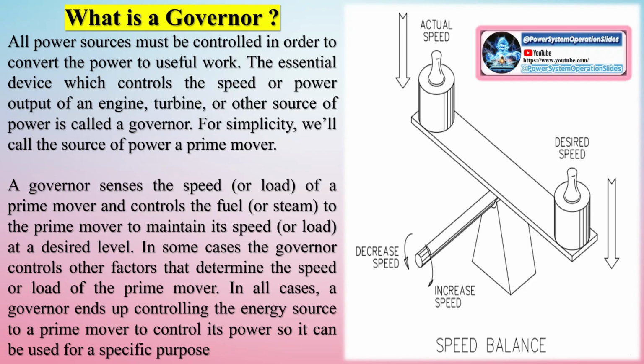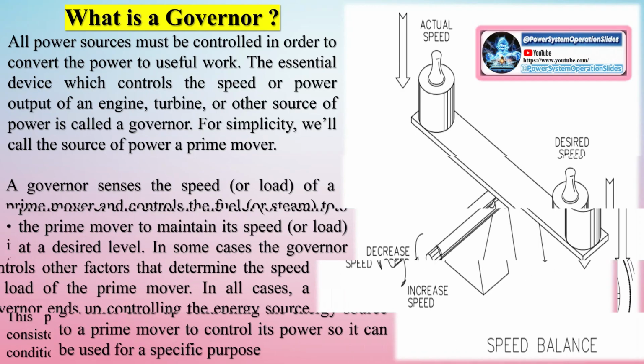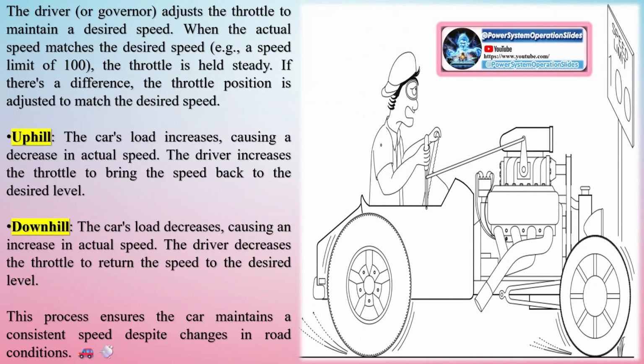This is especially important in power generation where consistent output is necessary to meet demand while avoiding fluctuations that could destabilize the system or damage equipment. The governor uses feedback loops to continuously adjust the input to match the desired speed, compensating for changes in load. Governor components. A modern governor consists of 5 key components.